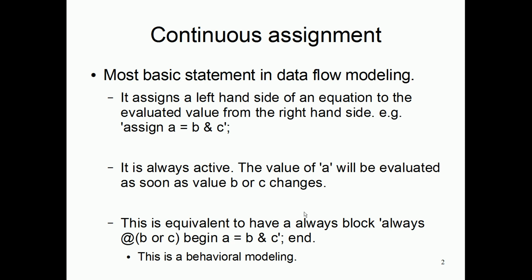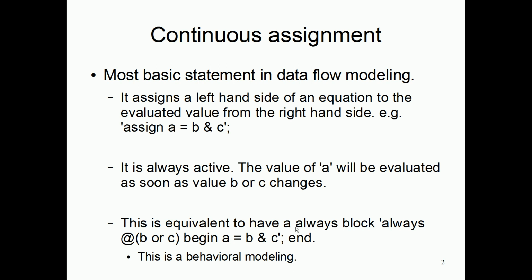By detail I mean just one statement: continuous assignment. That is the backbone of the whole modeling technique of data flow modeling. What it basically does is an assignment statement, A equals B and C bar, for example. It means that whenever the value of B or C changes, go and evaluate the value of A. So it is a continuous, always active assignment between the variables.